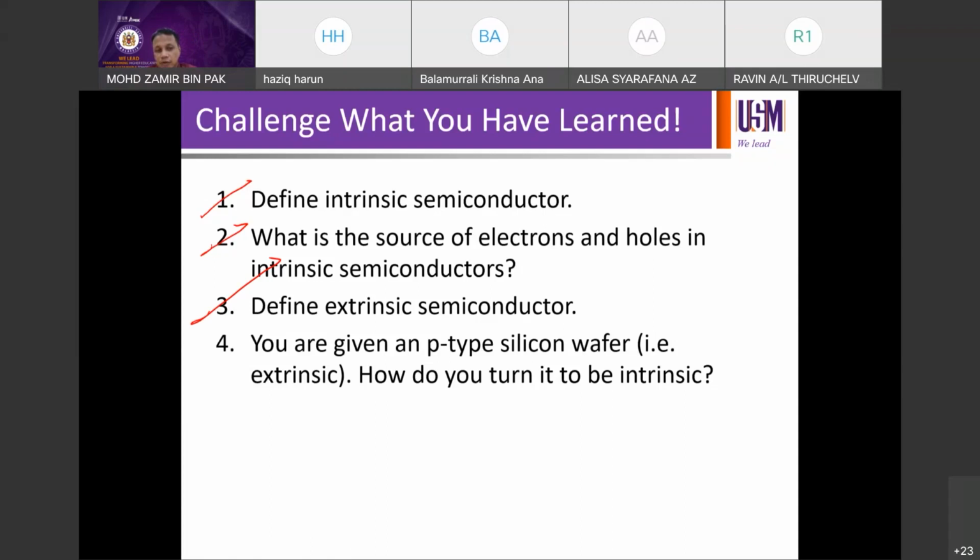You are given a p-type. Kita dah discuss soal ni. How, if you are given a p-type silicon wafer, how do you turn it into intrinsic? Okay, tadi Bala dah jawab tadi. So the first one is compensated semiconductor. The concept is called compensated. You can just reverse the polarity of the majority carriers. Holes in this case, you can incorporate more and more phosphorus in the lattice to compensate the semiconductor.